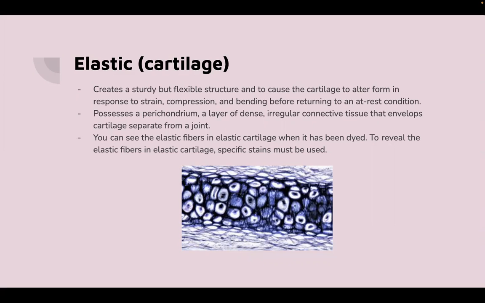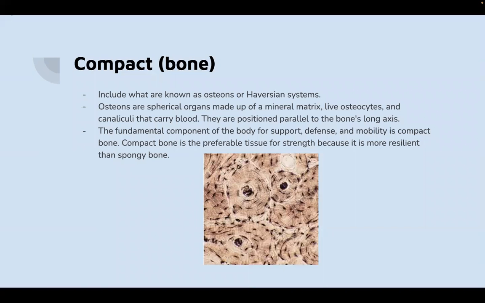This is how it could look. You could see it when it's dyed, so this can reveal the elastic fibers in elastic cartilage. Specific stains must be used so you can see it. And now we're going to talk about the bone.